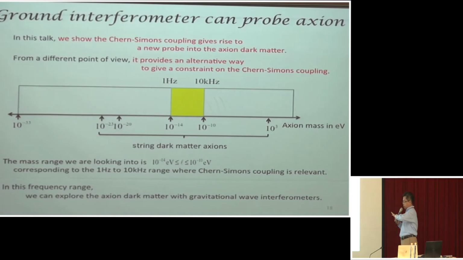So now I'd like to consider another method by which we can probe axion dark matter. And it also gives a new constraint on the coupling constant of the Chern-Simons gravity. So we focus on the mass range from 10 to the minus 14 to 10 to the minus 10, because it corresponds to the frequency range 1 Hz to 10 kilohertz. In this region, advanced LIGO can probe.